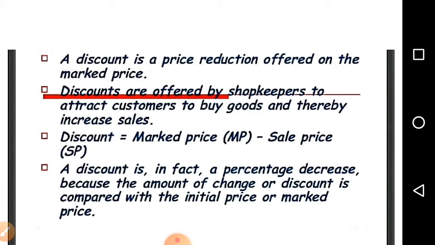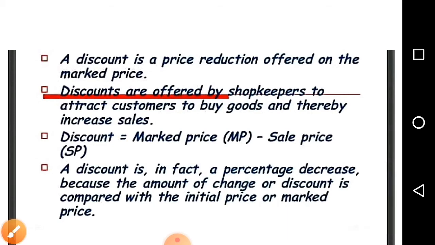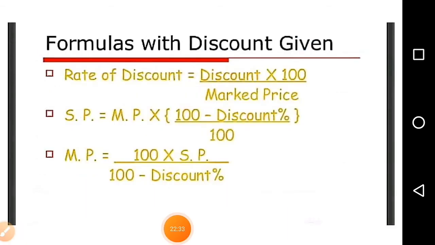Now, if you want to find out discount, this is the formula of discount: marked price minus sale price. So what was the marked price of the object, minus sale price? So you will get discount. A discount is in fact a percentage decrease, because the amount of change or discount is compared with the initial price or marked price. So this way we can find out the discount. These are the formulas that we are going to use related to discount.